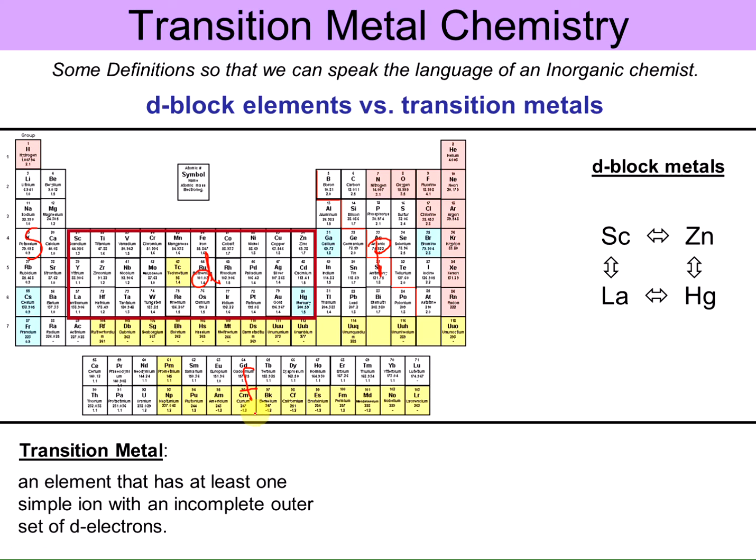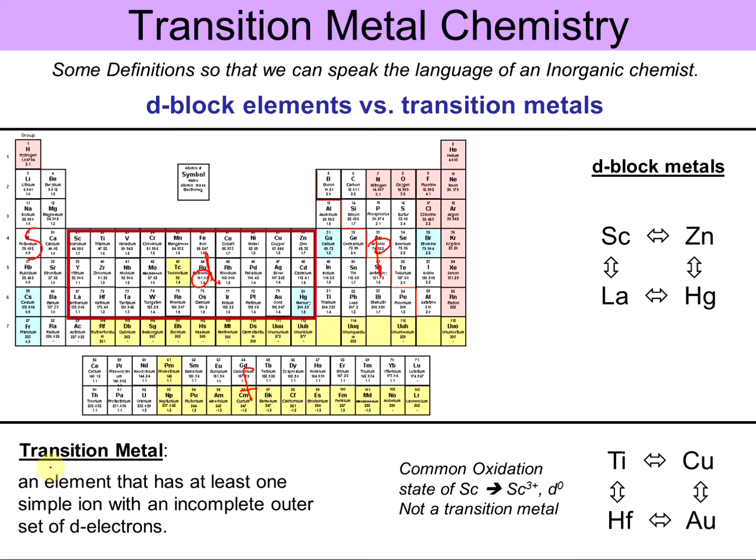But a transition metal is an element that has at least one simple ion with an incomplete outer set of d electrons. Because what they mean by transition metals, they want an electron to be there, but have an open space for it to move to, so it can transition or move to another orbital within the d orbitals. So if we look at the periodic table, the transition metals are titanium to copper and hafnium to gold. Now the reason why zinc and scandium aren't transition metals is they don't have an electron that can transition.